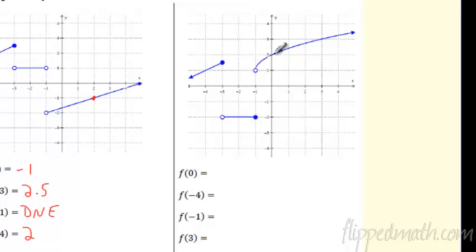So the f of 0, when x is 0, what's y? Boom. It is 2. Fantastic. How about the f of -4? If I put -4 in for x, what comes out? There's a 1. How about the f of -1?